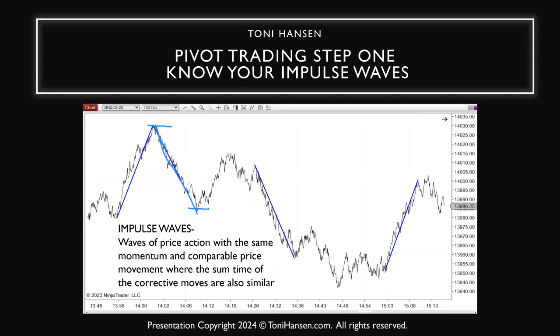So if you're connecting your highs and your lows, for example, you want something that's trading within that channel. Pay attention to this zone right here and this zone right here, because we're going to be coming back to that.